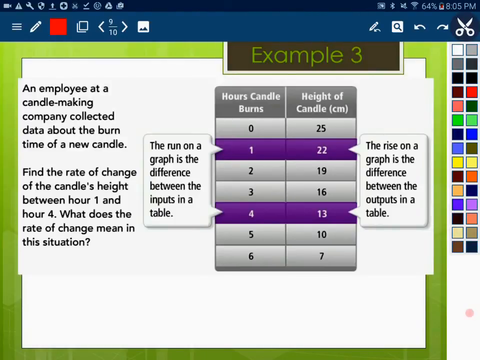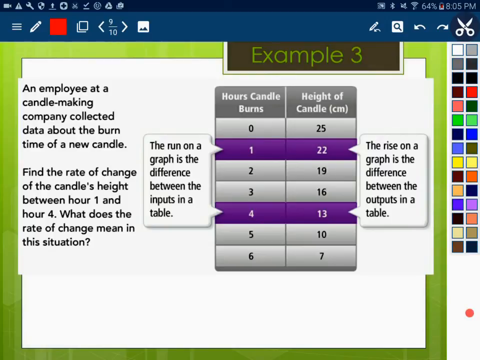All right, so we got one more example here. It says an employee at a candle making company collected data about the burn time of a new candle. Find the rate of change of the candle's height between 1 hour and hour 4. What does the rate of change mean in this situation? So they've created the table. They've also highlighted the 2 points that they want us to use.